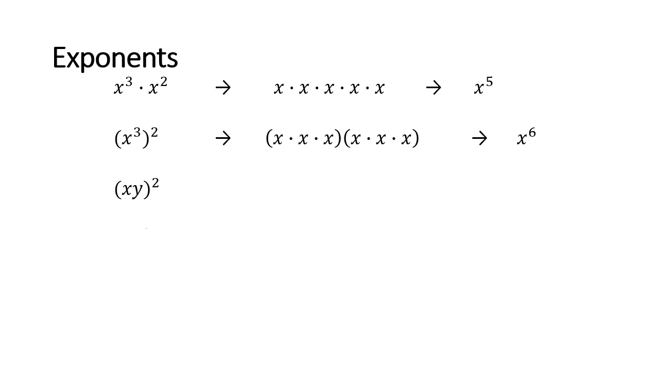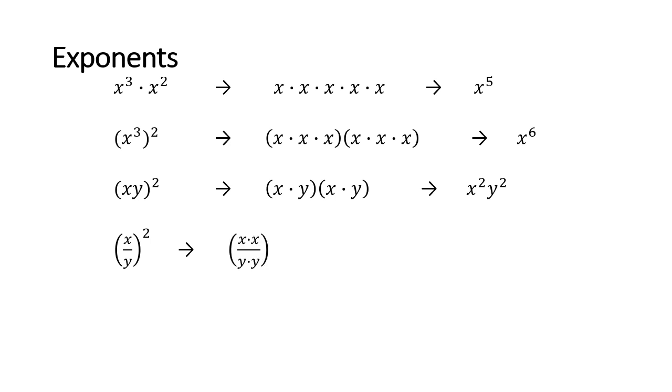We also have the situation where you might have x times y and then that whole thing is being squared. That is not xy squared, that is x squared y squared because we have two x's and two y's being multiplied together. We also have situations where it's basically the same thing here. If we have x divided by y and they're both being squared, then we'd have x times x divided by y times y, which is x squared divided by y squared.